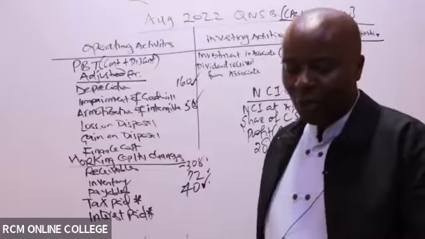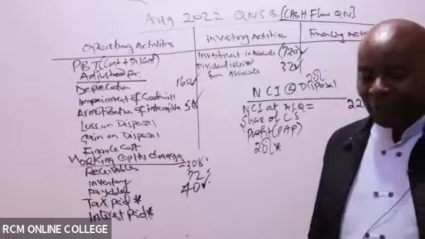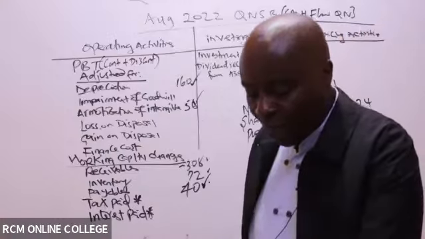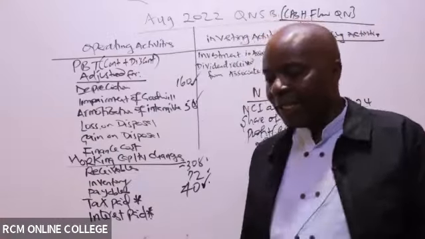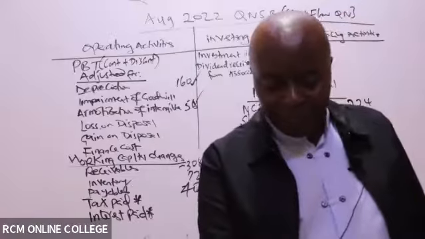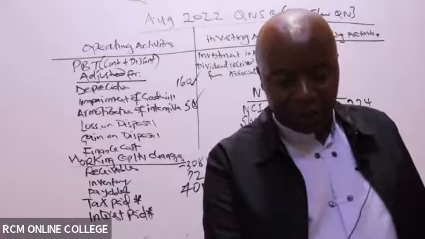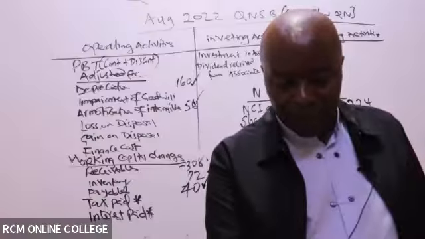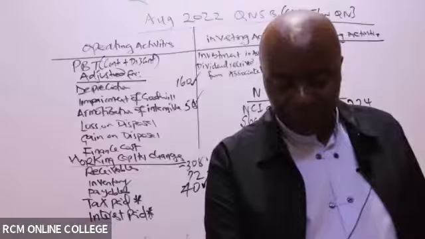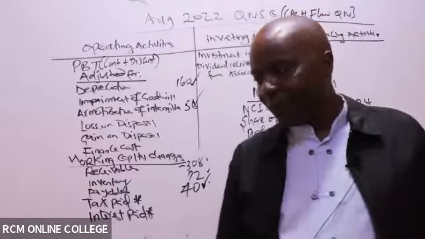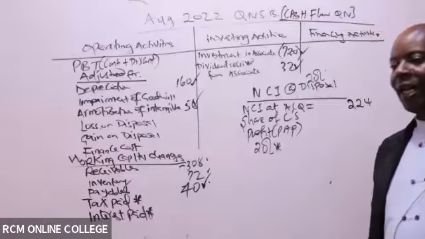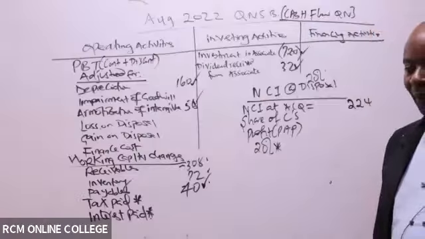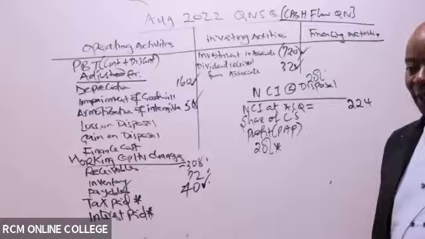Wait, think a little. So which figure do we work with? Do we work with 88 or do we work with 200? You must think about that a little. What do we work with? I want to get NCI at disposal. Many can fall into 88, because the reason is given there.